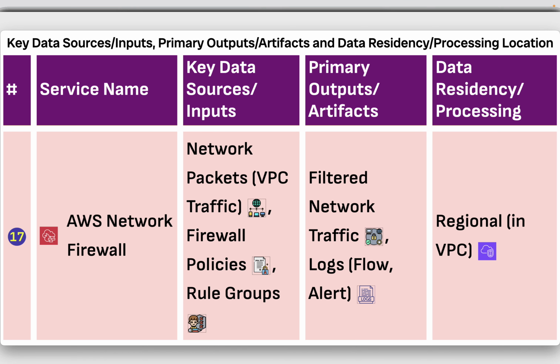Next, we have AWS Network Firewall. Data sources are network packets, which is from VPC traffic, firewall policies, and rule groups. Outputs are filtered network traffic and logs, which can be flow or alert. Residency is regional in the VPC.